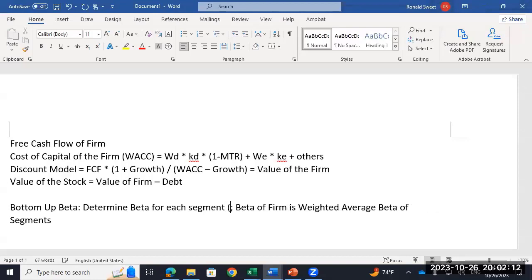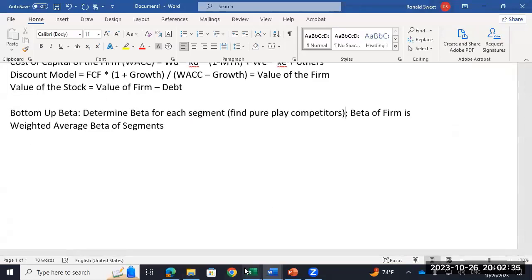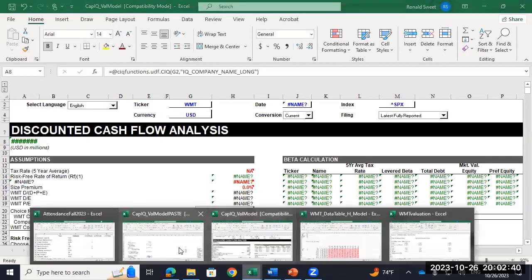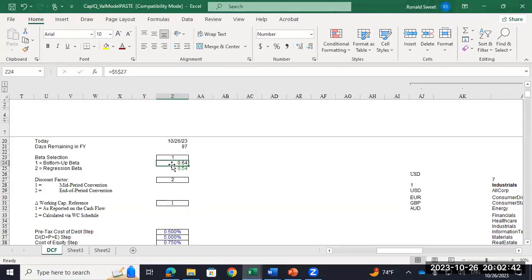You find pure play competitors so you can get their beta, or you do it subjectively the way we did it. The problem is you don't have the history. You can take the history of the beta of a pure play competitor and do that. Now, Walmart is a one product company anyway, so it almost doesn't matter. I don't know, you can definitely use that, but that's the bottom up. I don't like that here because you don't really know what they did to get this number.